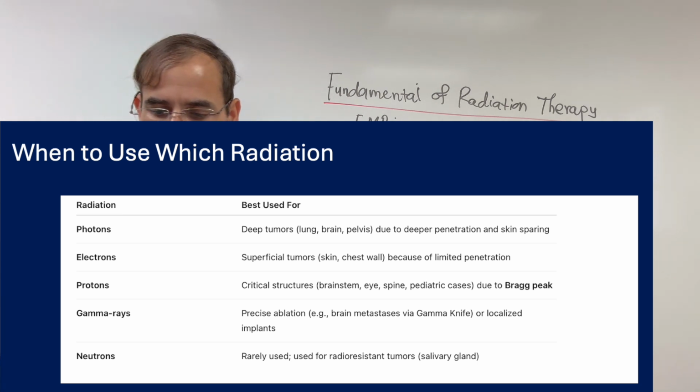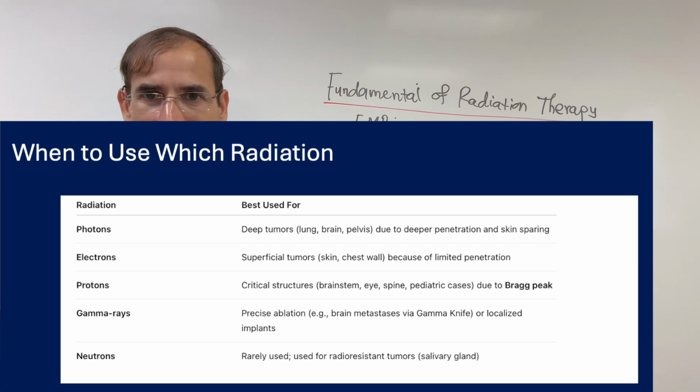For the electron, we use it for superficial tumors. I told you that, for example, the skin, maybe the chest wall, because of the limited penetration of the electron. I will come to that point, what happens there.